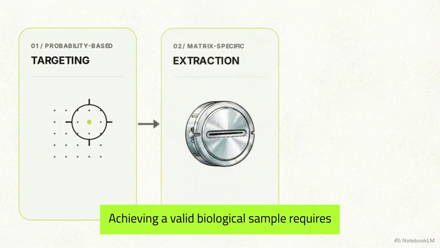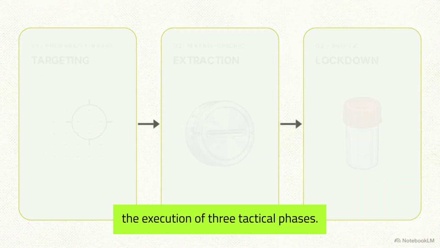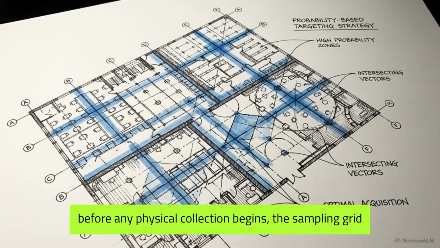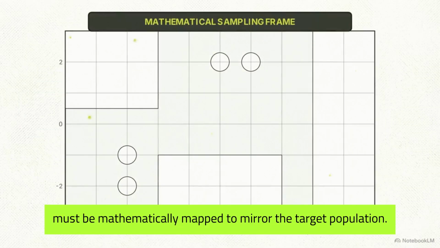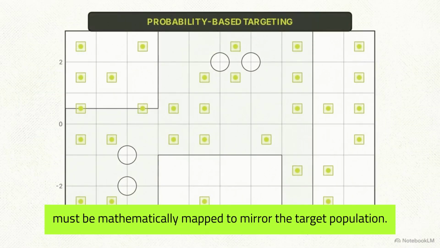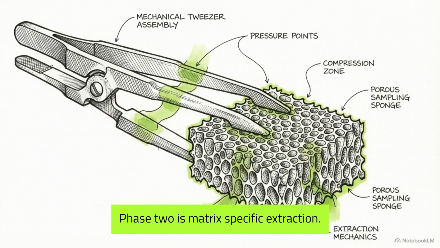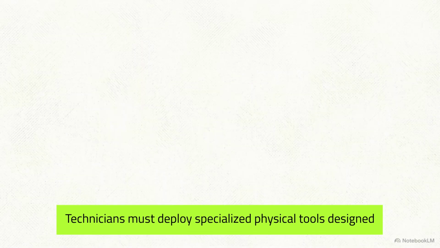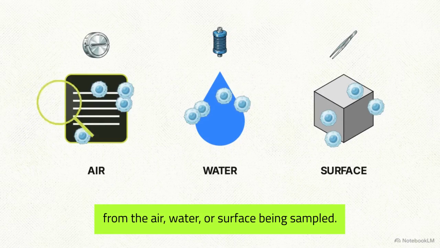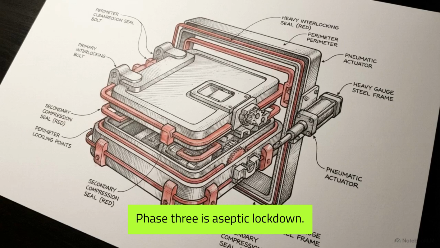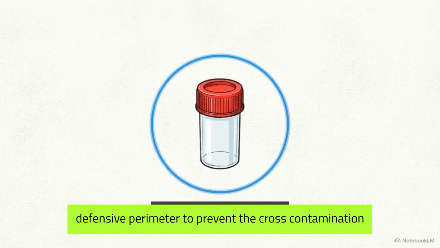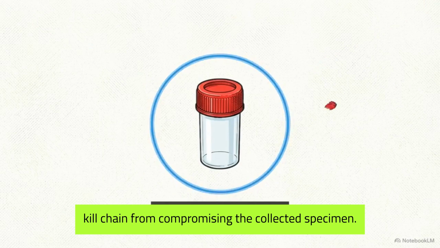Achieving a valid biological sample requires the execution of 3 tactical phases. Phase 1 is probability-based targeting. Before any physical collection begins, the sampling grid must be mathematically mapped to mirror the target population. Phase 2 is matrix-specific extraction. Technicians must deploy specialized physical tools designed specifically for the recovery of microbes from the air, water, or surface being sampled. Phase 3 is aseptic lockdown. This involves maintaining a rigid defensive perimeter to prevent the cross-contamination kill chain from compromising the collected specimen.